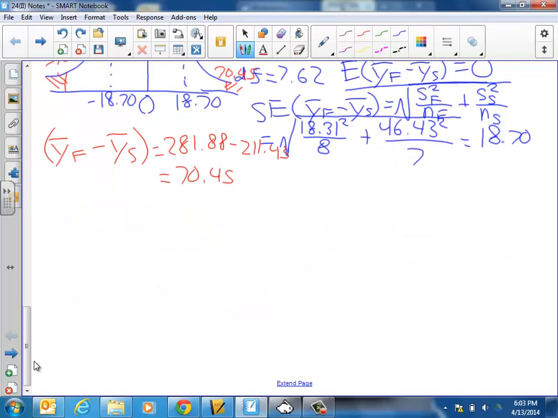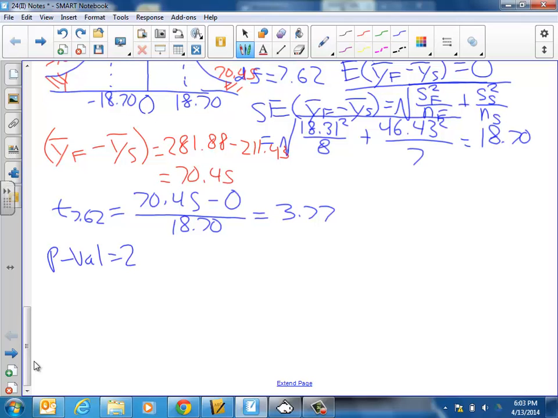So finishing out the test, we need our t-score. T-score with 7.62 degrees of freedom, that's the degrees of freedom for this bell curve, is equal to the 70.45, that's our sample data, minus the mean of 0, over your standard error of 18.70, which is equal to 3.77. Okay, so the p-value here is equal to 2 times the probability, because it's a two-tailed test, that a critical t-score with degrees of freedom of 7.62 would be greater than 3.77. It comes out to be 0.006.